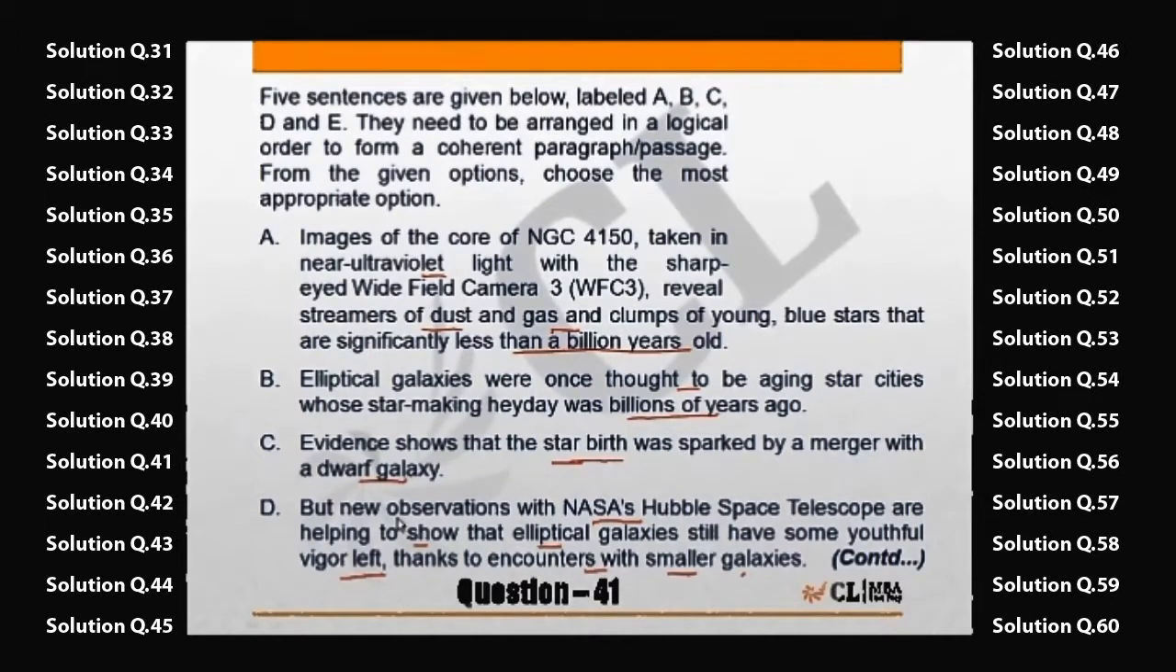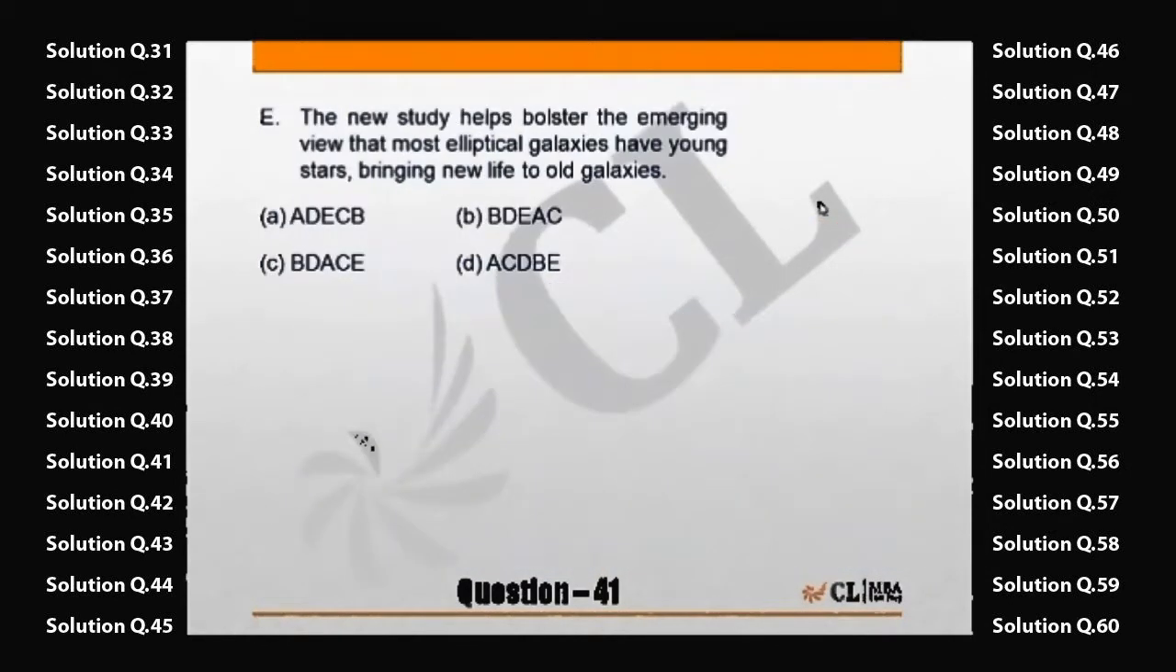It appears to me that B and D should be connected. Elliptical galaxies were thought to be aging stars whose star-making heyday was a billion years ago, but new observations. B and D appear to be connected. Let's come back to it later. Let's go to the 5th statement also.